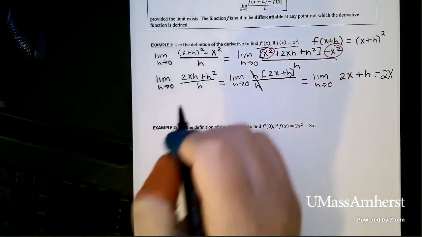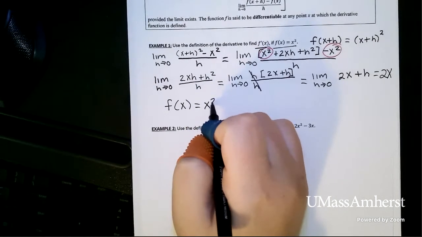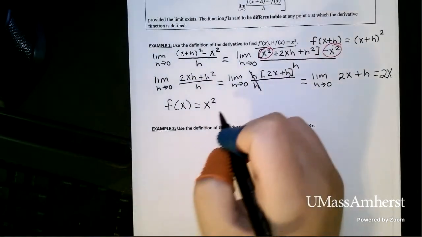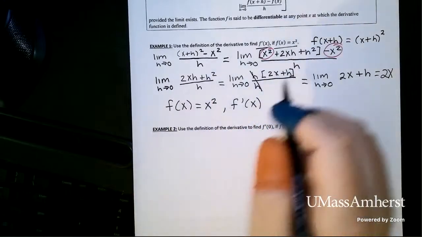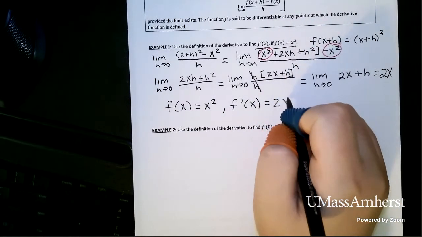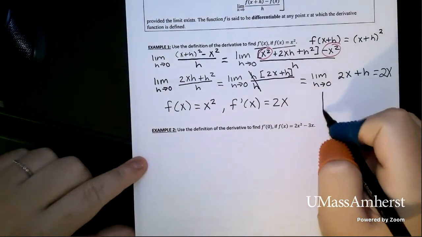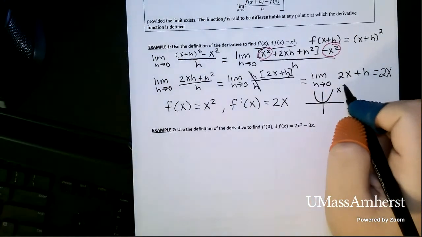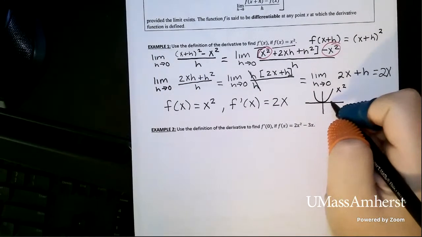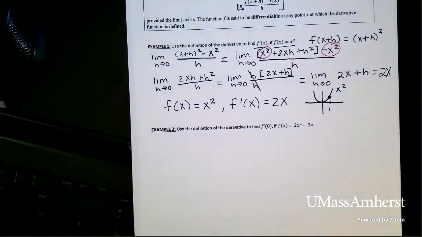So what does that tell me? That tells me that if I start with the function x squared, and I want to talk about the derivative for any point on this function, it is going to be 2x. So that means that if I am considering x squared, right, which is a parabola, and I want to know the slope of the tangent line at 1, right? Because remember, the derivative is the slope of the tangent line.